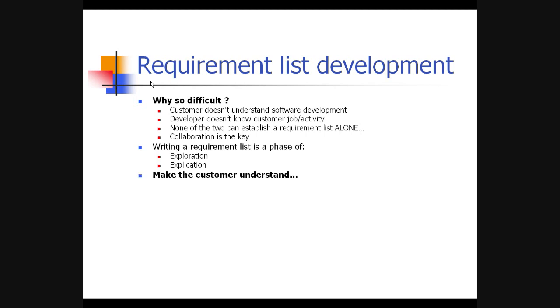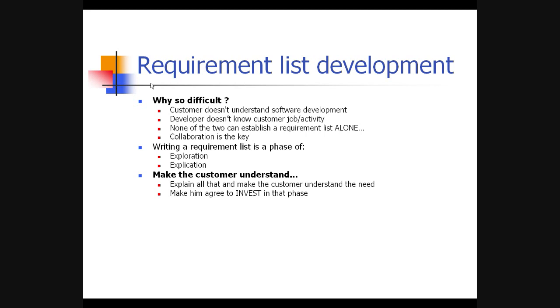And the first thing to do is to make the customer understand what a requirement list is, how you're going to establish that with him, and what is the use of a requirement list, why you need to make one, and why it's going to be the first step in building the software needs. So really that's the first thing to do.